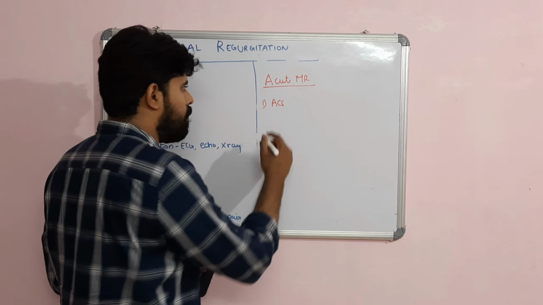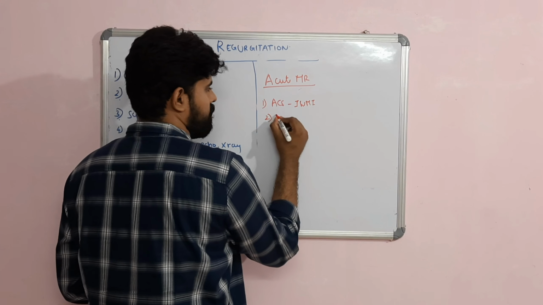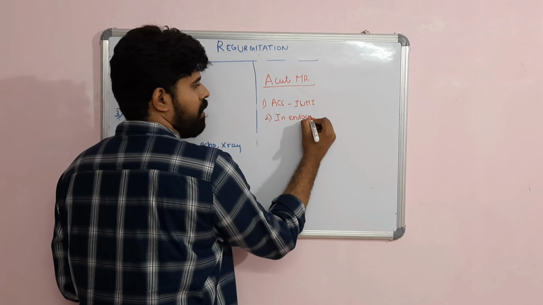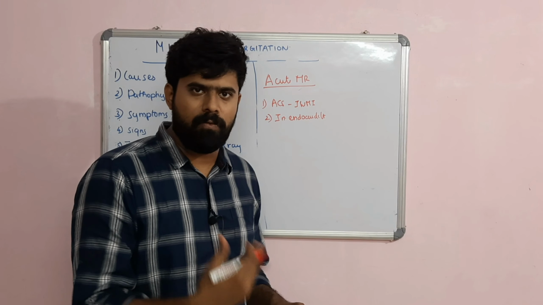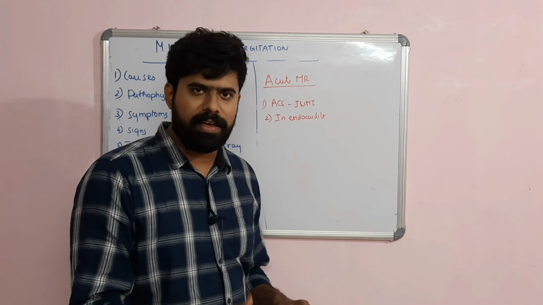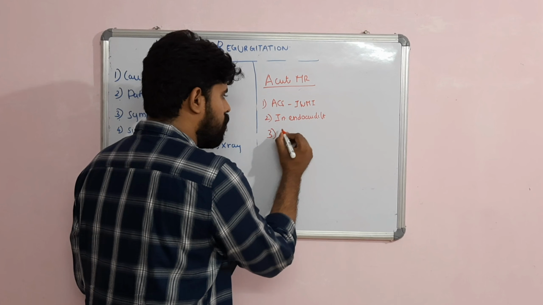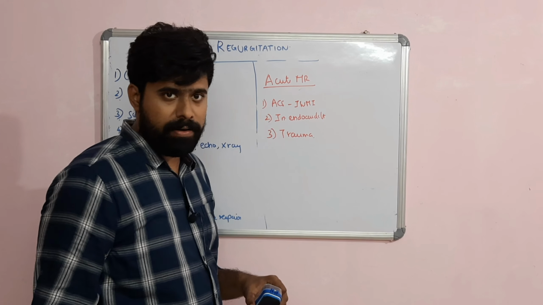The second most common cause is infective endocarditis. In infective endocarditis, the vegetation can erode the underlying valve or the underlying chordae and can result in acute mitral regurgitation. The third cause is trauma. Trauma can also result in acute mitral regurgitation.